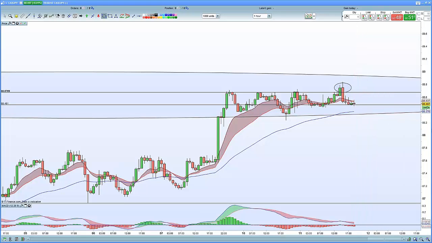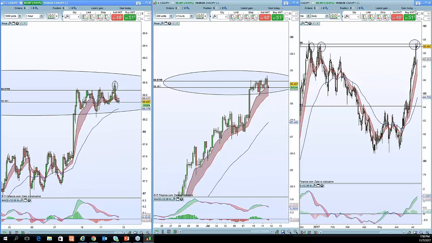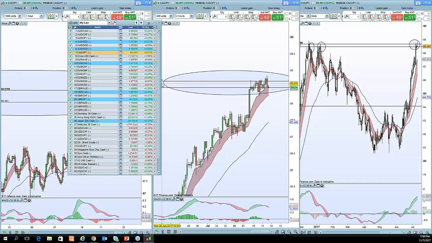But I'm just showing you the difference between the two setups in terms of what's high probability based on the analysis of moving averages, resistance areas and things like that. Right, so that's that. Let's see what setups I have to show you. Any FX pairs that you want me to touch on?